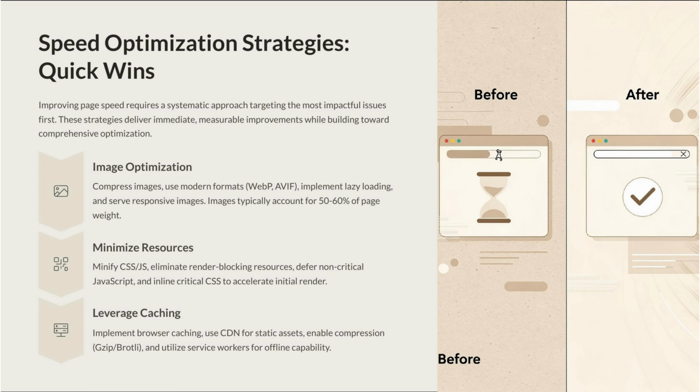Improving page speed involves targeting impactful issues first. Compress images, use WebP or AVIF formats, and implement lazy loading. Minify CSS and JavaScript, eliminate render-blocking resources, and defer non-critical JavaScript. Implement browser caching, use content delivery networks, enable gzip and Brotli compression, and utilize service workers for offline capabilities. These strategies deliver immediate, measurable improvements.